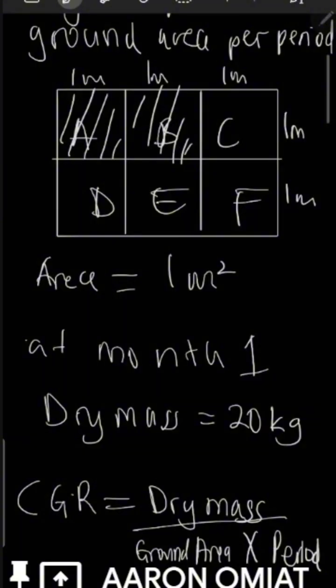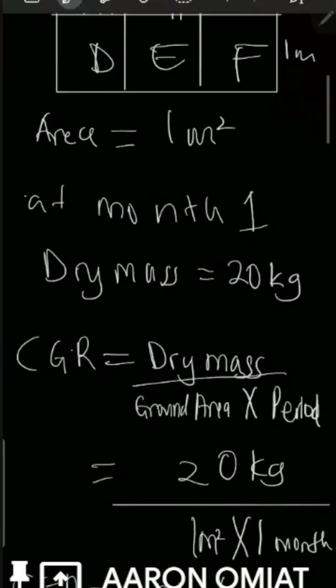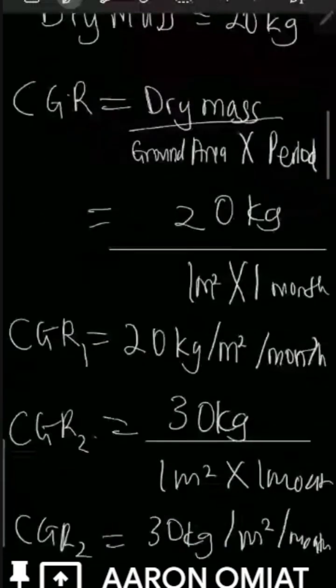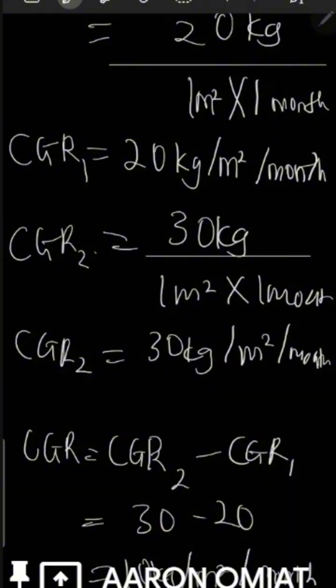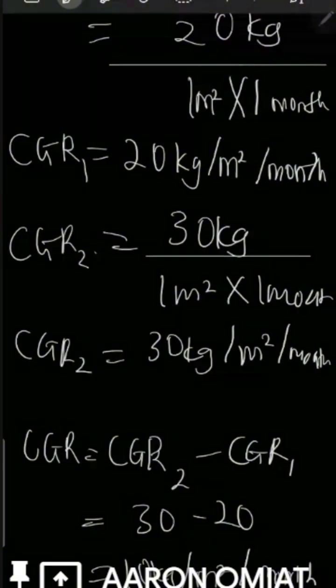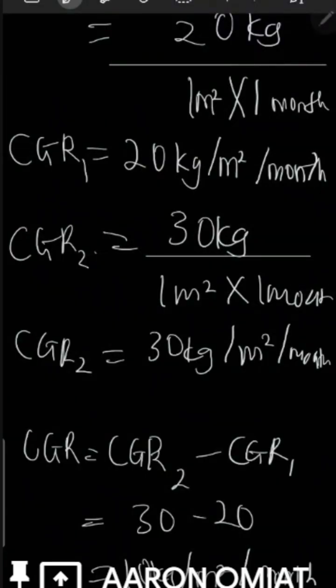So at month 1, let's say you end up with 20 kgs, right? That means the CGR is 20 kgs per meter squared per month. Then at month 2, you end up with 30 kgs, so 30 kgs per meter squared per month. Now you want to see, between month 1 and month 2, by how many kgs did this maize plant grow. So you subtract the CGR at month 1, which was 20 kgs per meter squared, from the CGR at month 2, which was 30 kgs per meter squared, which gives you 10 kgs per meter squared. That means between month 1 and 2, this plant grew by 10 kg per meter squared.